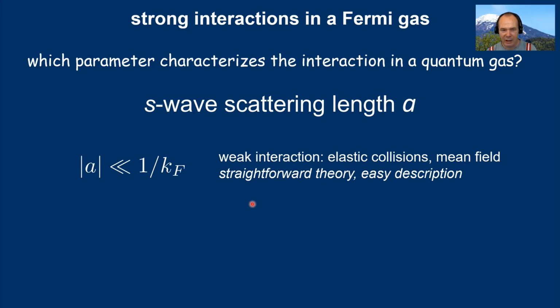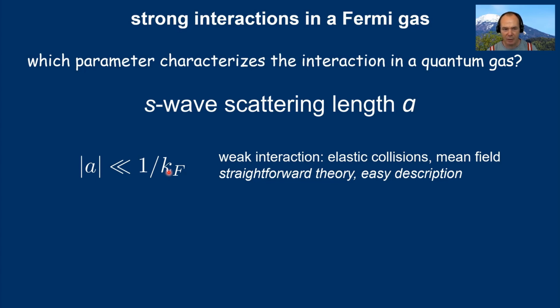And then we have to distinguish between two different regimes. If the modulus of the scattering length stays small compared to 1 over kF, the inverse Fermi wave number, or you can write down the typical distance between particles in the Fermi gas. So scattering length small, distance between the particles large. Then they sometimes collide. There are elastic collisions, and there may be some mean field.